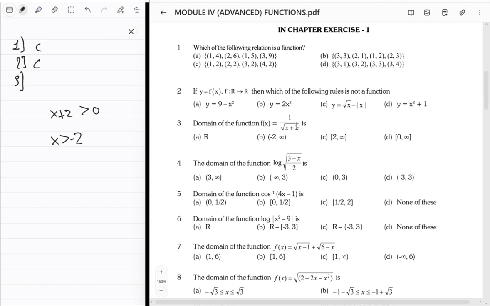This doesn't make any sense. How can you include infinity? So B is the only one. That's the domain. Wait, can you include infinity? I don't know. The next question. I don't think you can ever do that.